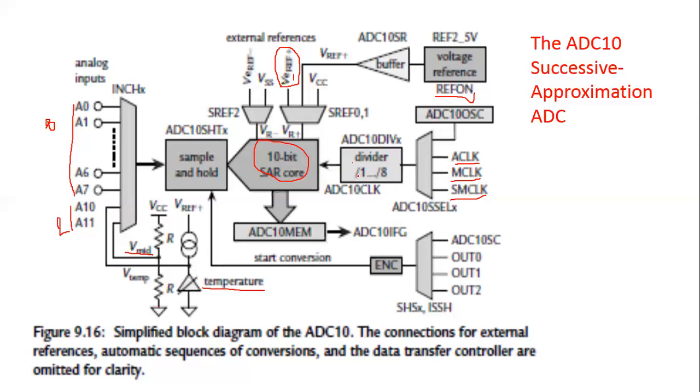Once all bits are converted, the result is stored in memory. MEM means memory, the ADC10 memory. Once all bits are received, we can generate the interrupts. The successive approximation method is made active by using ENC, which means enable conversion. Once this is selected, the start of conversion will be generated.